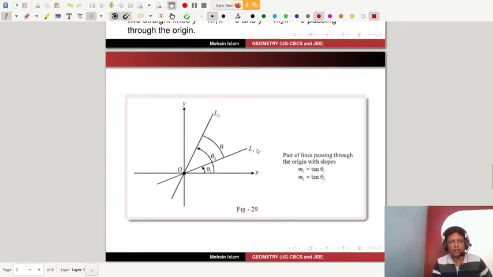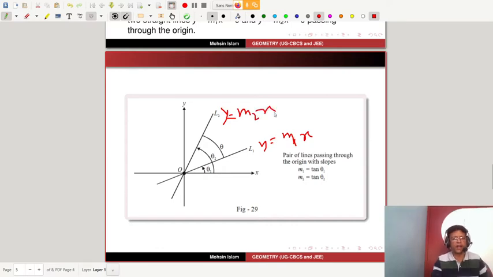So this is L1. L1 is represented by y equal to m1x. Suppose it is a straight line passing through the origin and its slope is given by m1. And this is the second line, given by y equal to m2x. It is a second line passing through the origin, and you know that any line passing through the origin can be represented as y is equal to mx. So y equal to m1x and y equal to m2x are two lines, and combined, the pair of straight lines will represent a homogeneous equation.